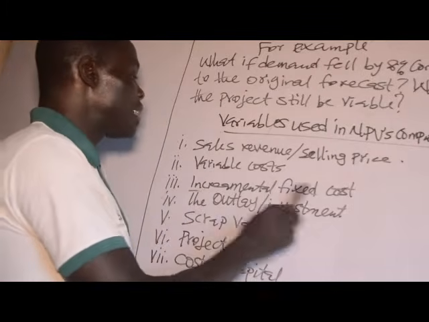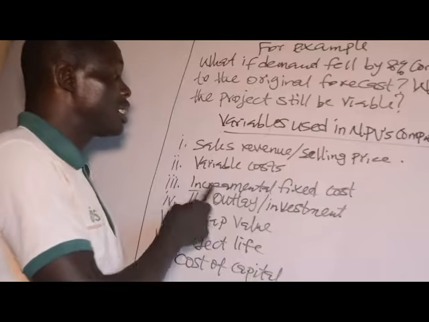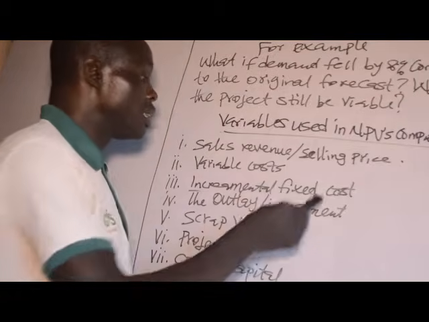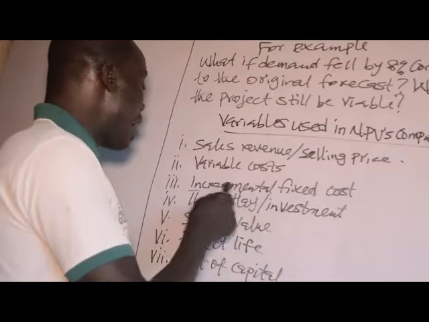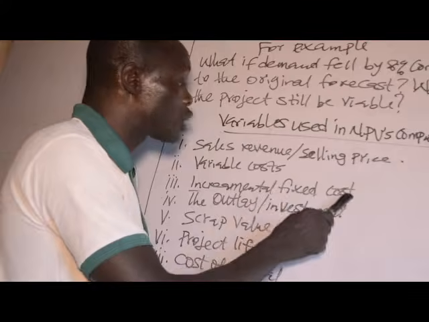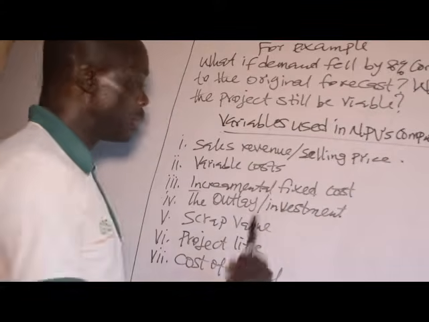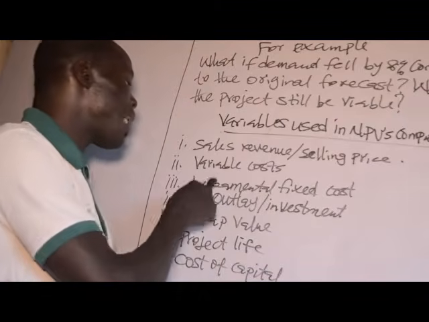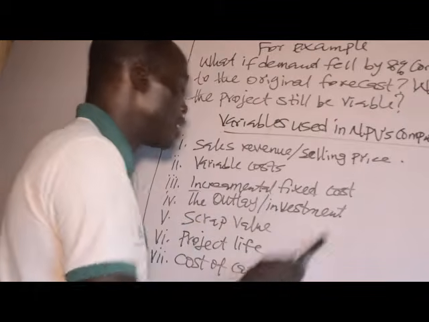Sensitivity to incremental fixed cost: you are looking at the percentage increase in fixed cost that you can make and still report positive NPV. That means if you increase your incremental fixed cost by more than that percentage, the project will not be acceptable again. It will be producing a negative NPV. That is what we mean by sensitivity to incremental fixed cost.